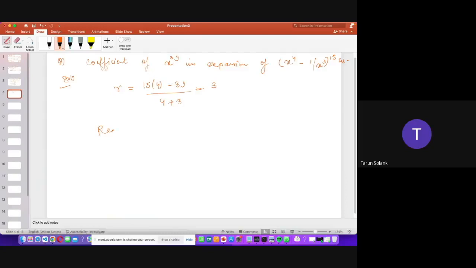The required term, which is T4, is equal to 15C3 times (x to the power 4) to the power 12 times (minus 1 by x cubed) cubed, which becomes minus 455 x to the power 39. So the coefficient of x to the power 39 is equal to minus 455. So this becomes your answer.